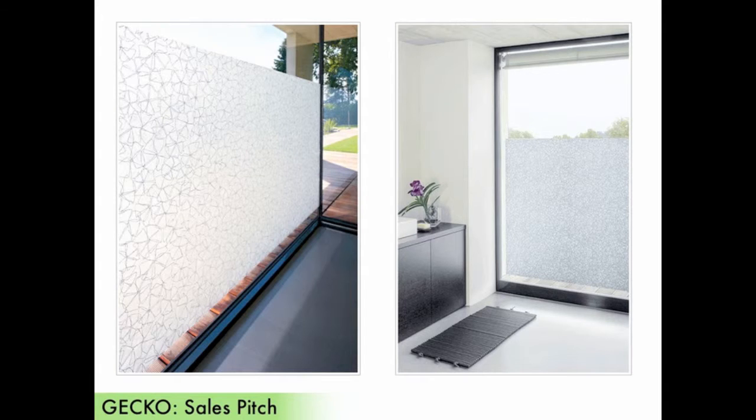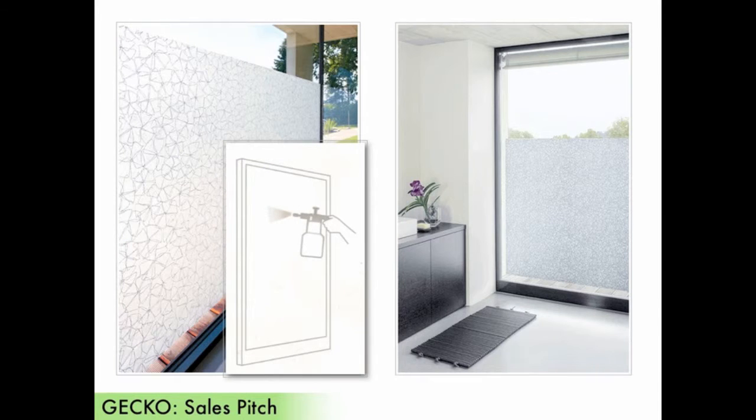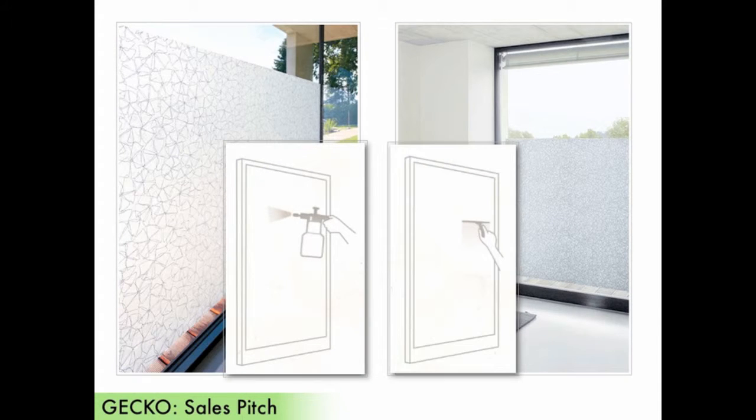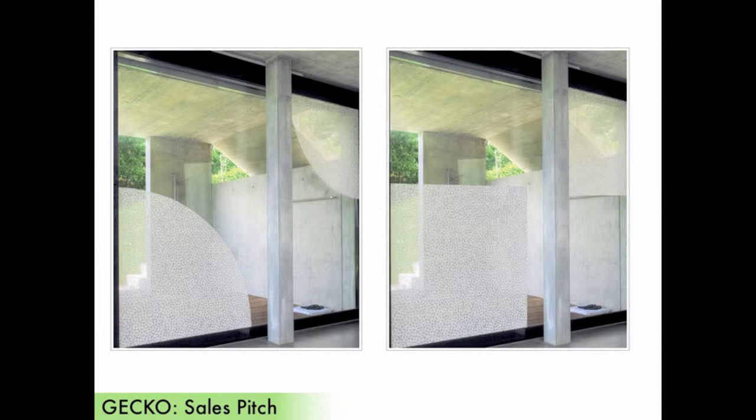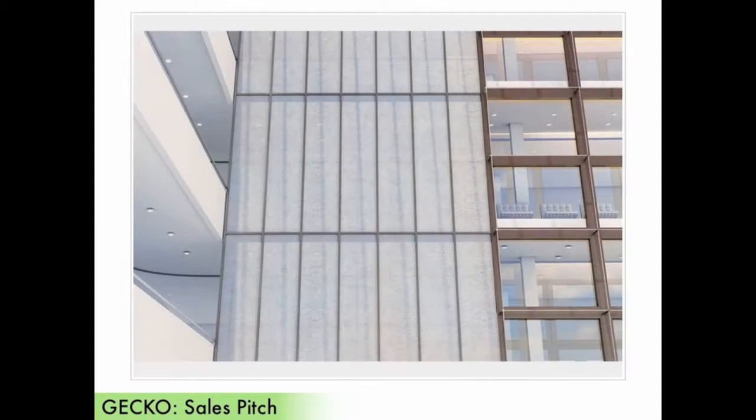Also, in contrast to window films, if someone were to pick at Gecko, it can simply be pressed back onto the glass or applied with water and a squeegee to restore it to its original look. We can also laser cut Gecko to any shape like a snowflake or branding, to larger elements like semicircles and circles, or to further simplify the installation, indicate the size of your windows and we'll cut them to size.